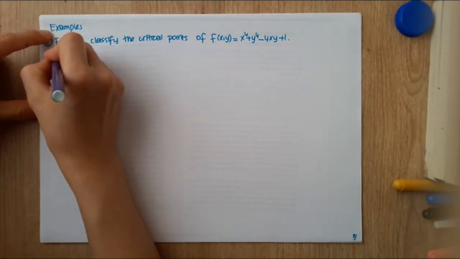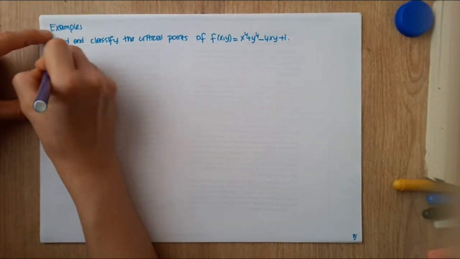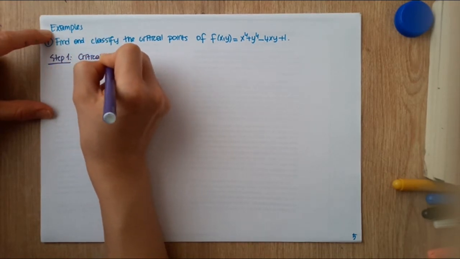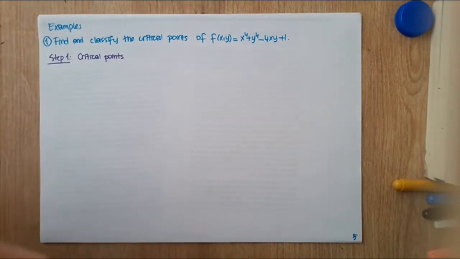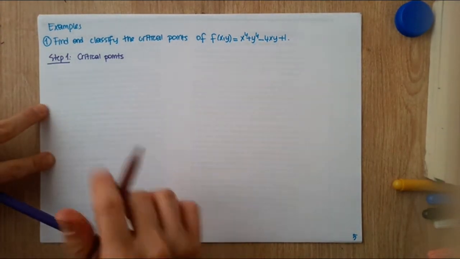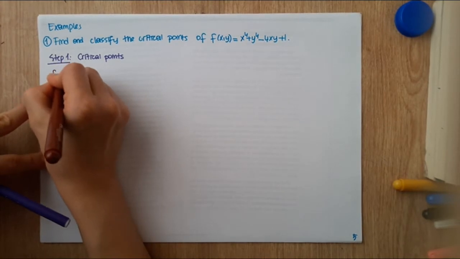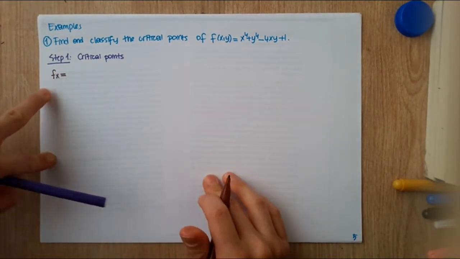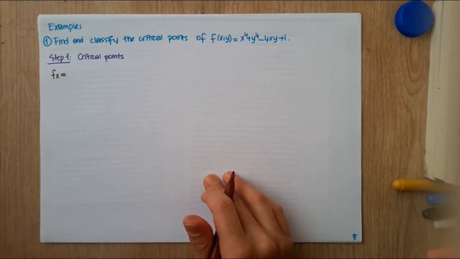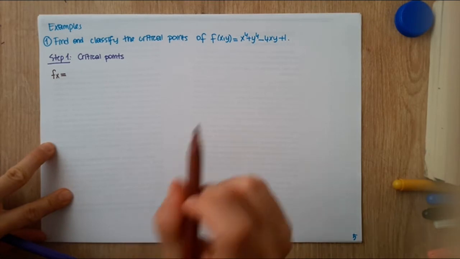So step 1: critical points. To find critical points, first of all, we need to calculate the first partial derivatives. So here f sub x equals, this means the derivative of f with respect to x, which means that here y should be regarded as constant.